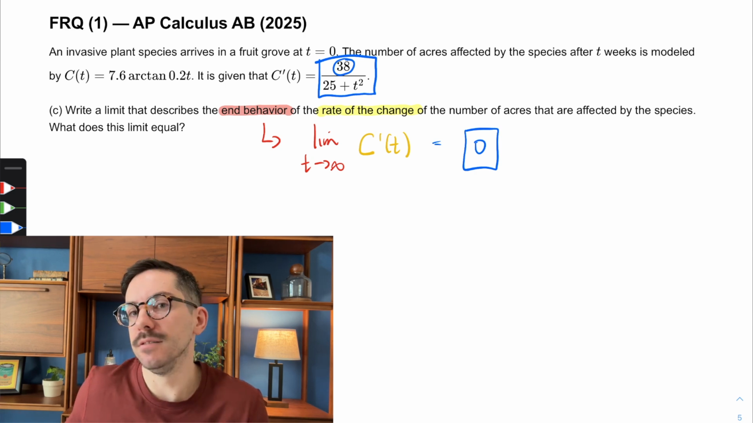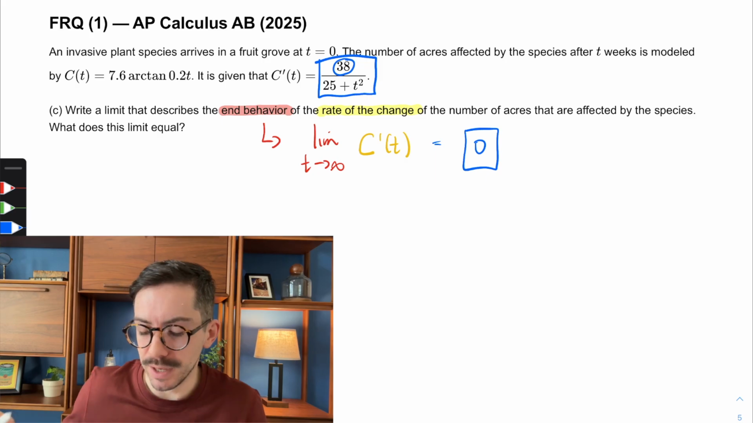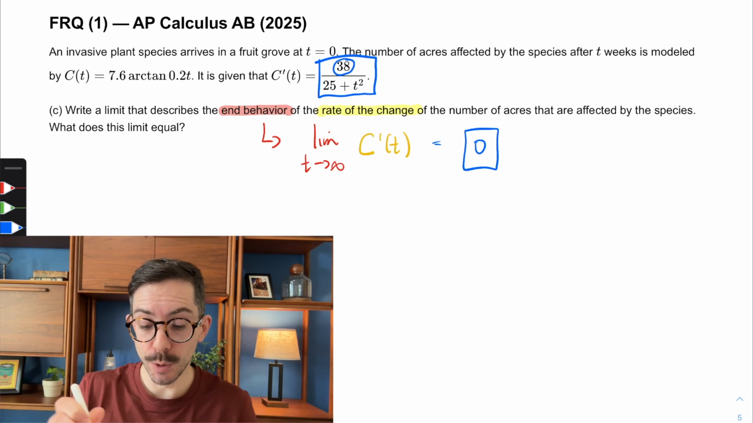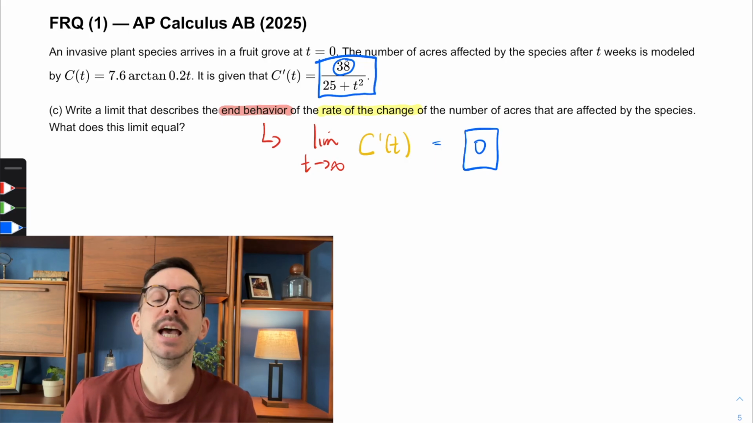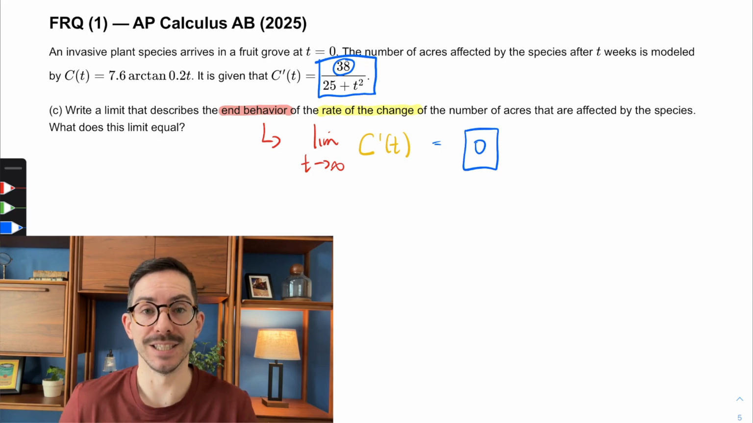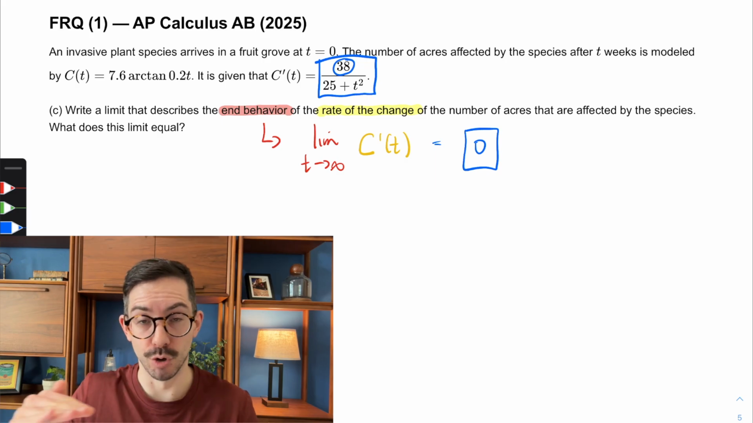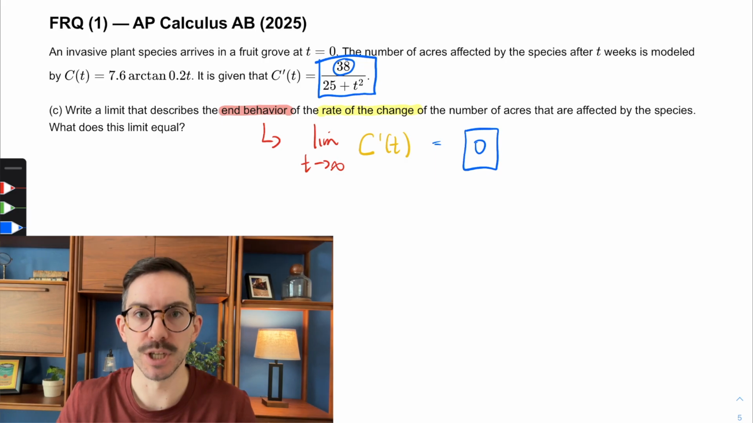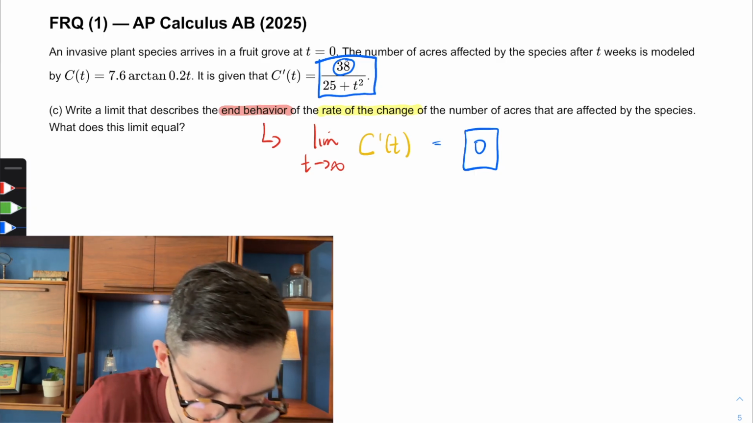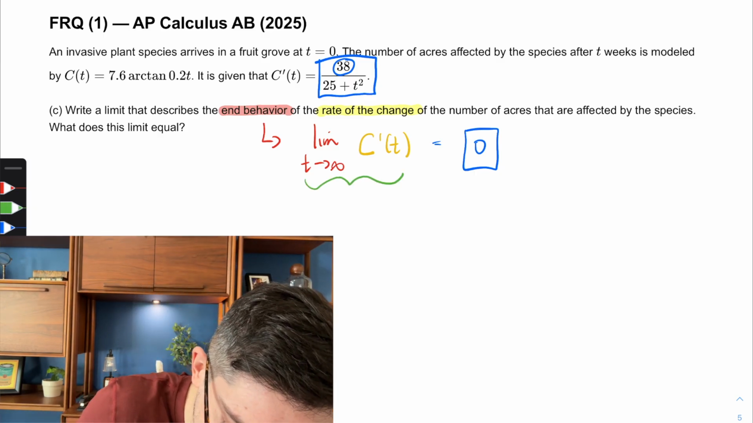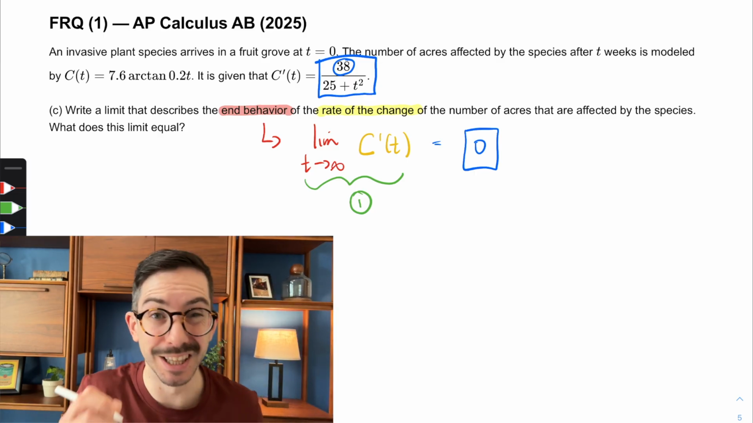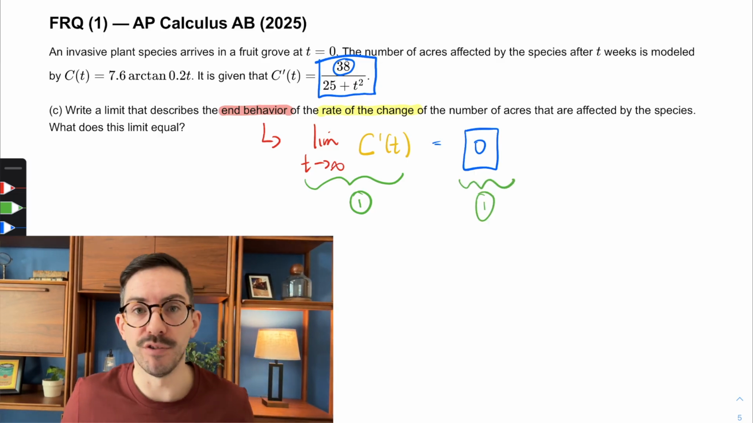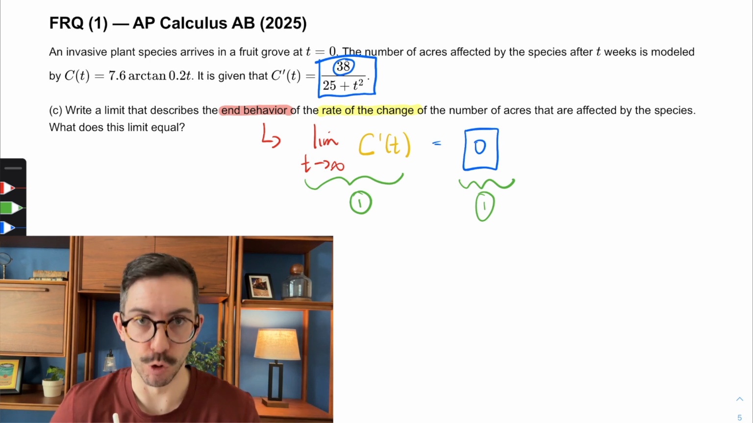We don't need to do anything with our calculator here, but if you weren't sure, if you wanted to verify or sanity check your answer, you could always graph c prime of t and see what happens to the value as you let the variable on the horizontal axis get really large. You will see it collapse down to 0. So here, how the points divvied up, I get 1 point for my limit expression, and I get another point for knowing that it equals 0.